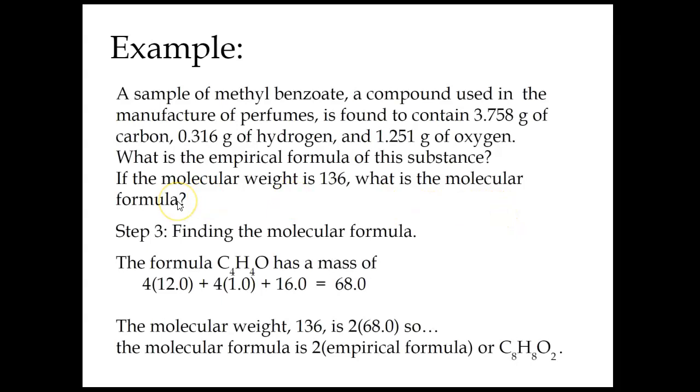Now we got to figure out, is the empirical formula the same as the molecular formula by figuring out the gram formula mass and comparing it to the molecular weight given. All right, cool. Let's figure out the molecular mass of C4H4O. We got 4 times 12, 4 times 1, 16. Add them all together, I get 68 grams. That is not the same as 136, but it is actually 2 times the amount. The molecular weight is 2 times the empirical formula mass.